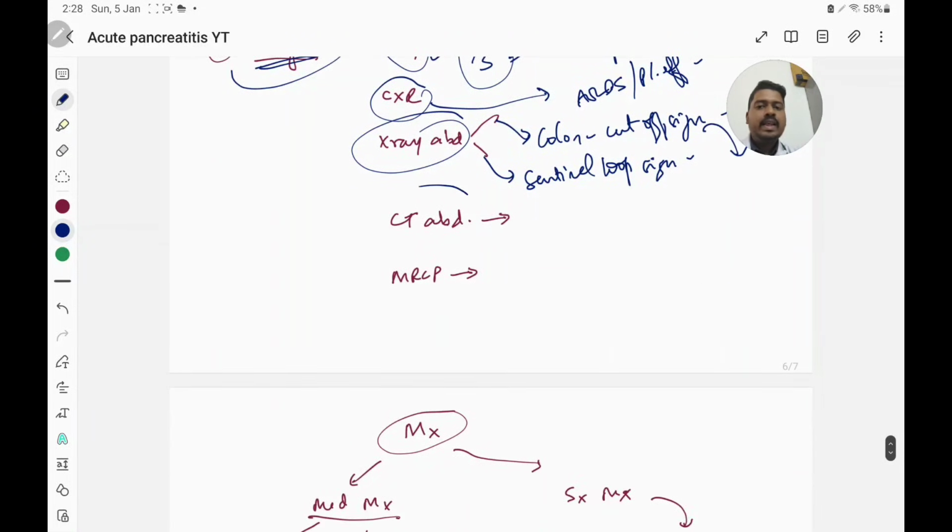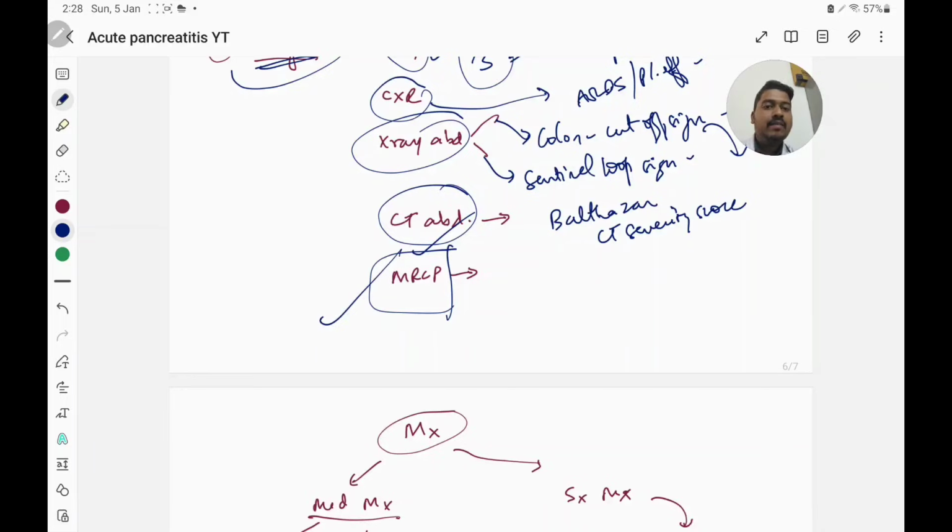Next, CT abdomen. CT abdomen is indicated if the patient deteriorates or if there are any complications that you suspect. In CT abdomen, we use the Balthazar CT severity score. Next, MRCP is initially not planned. After the acute attack settles, then to look for the cause of pancreatitis we use MRCP. It is very good for identifying anatomical defects and gallstone pathology.